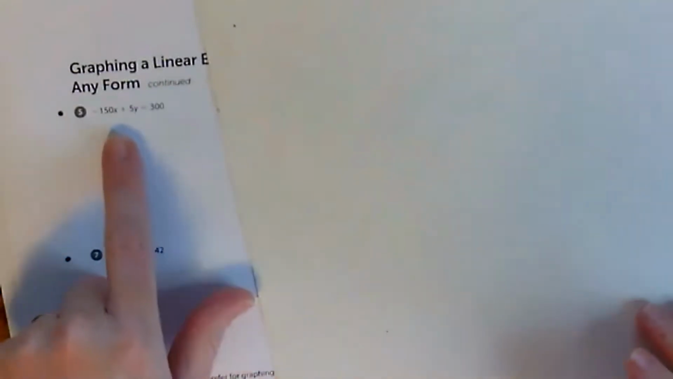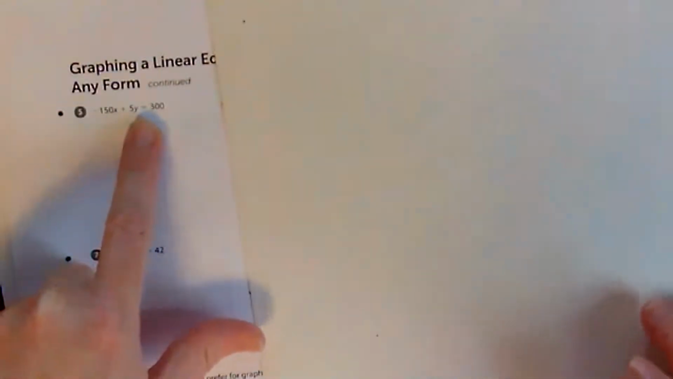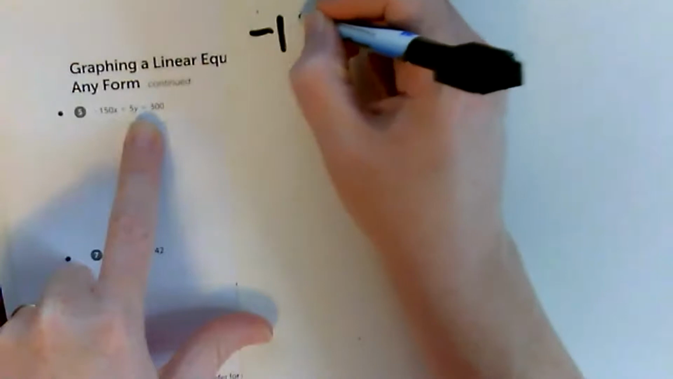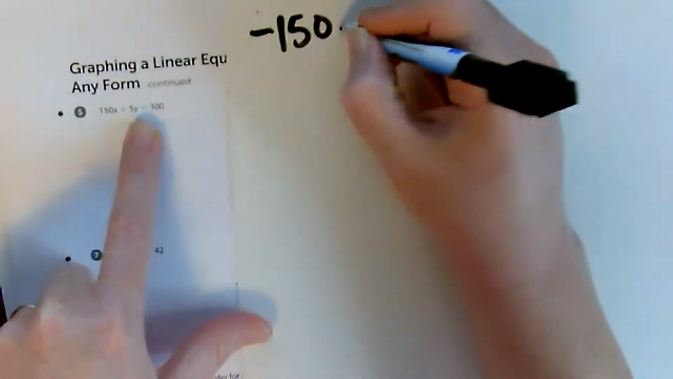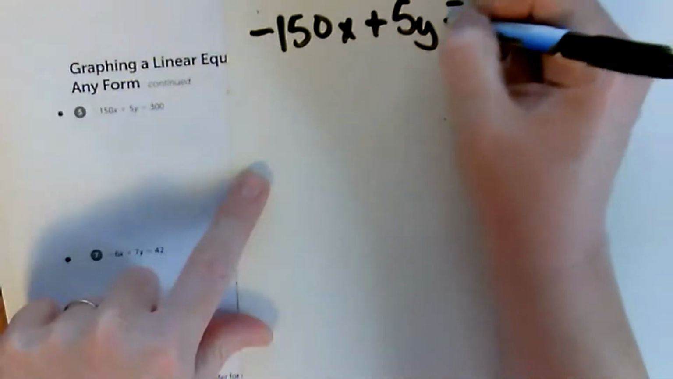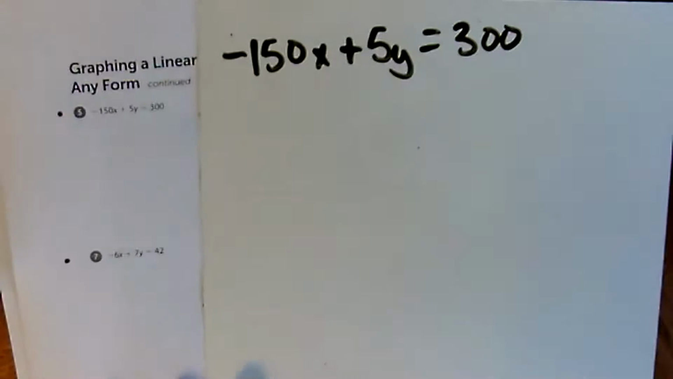Right, number 5. Our original equation is negative 150x plus 5y equals 300. Is that in a form where I can graph it just like it is? No, it's not, because we're looking for y equals mx plus b, our BFF. We have dealt with that so many times.